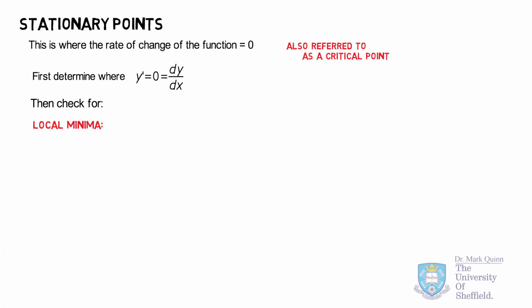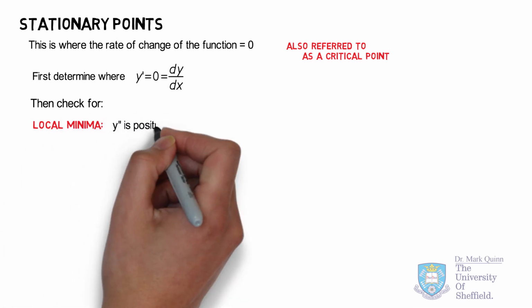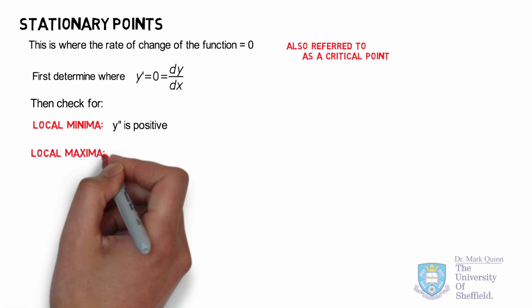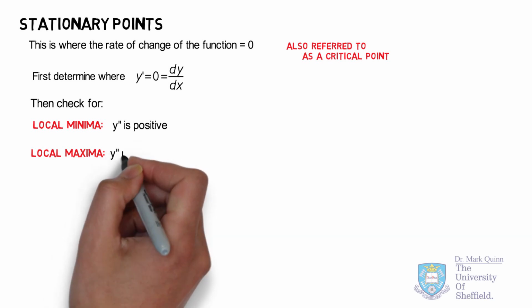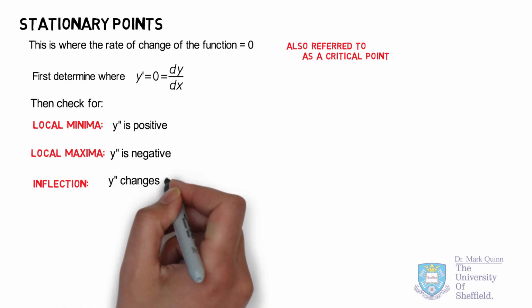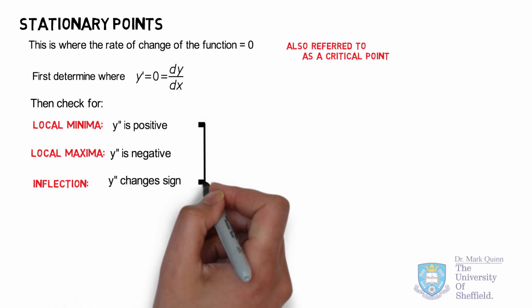You may also see these referred to as critical points. Typically, we want to perform some analytical method in order to determine where these points are in the function. This method uses initially the first derivative to determine where the stationary points are located. Next, we check the sign of the second derivative at these stationary points.